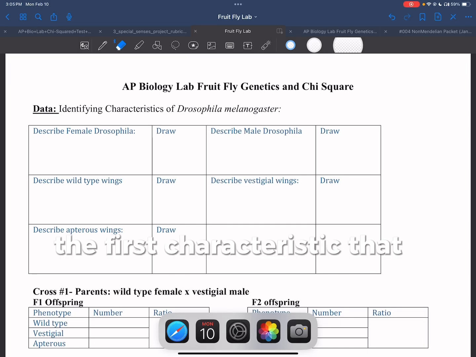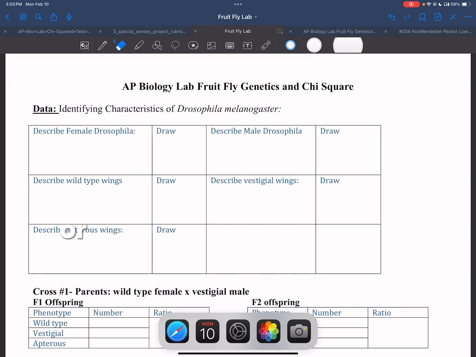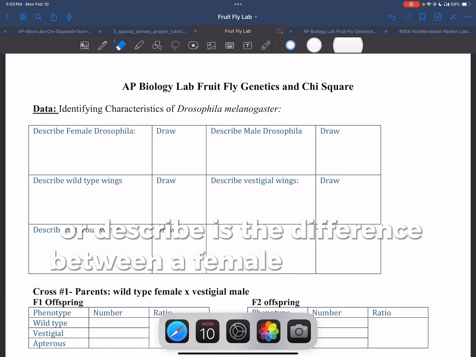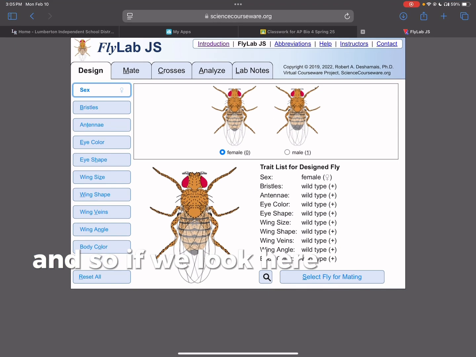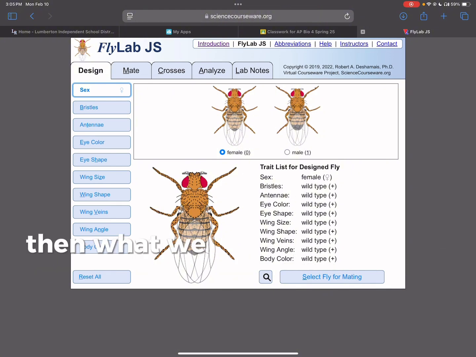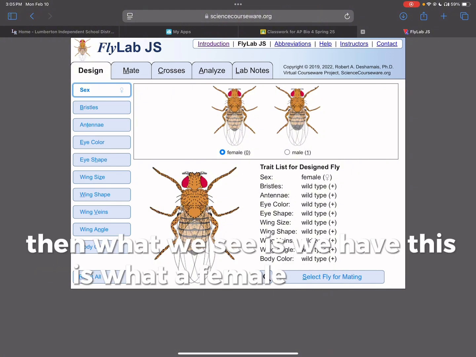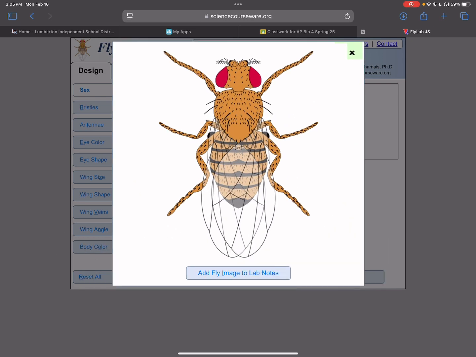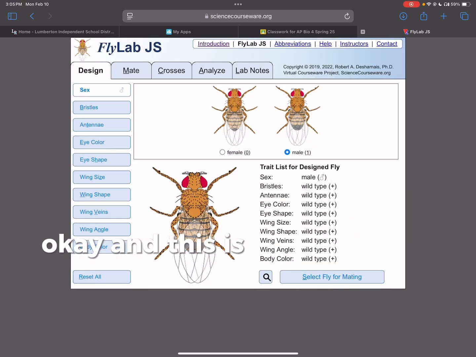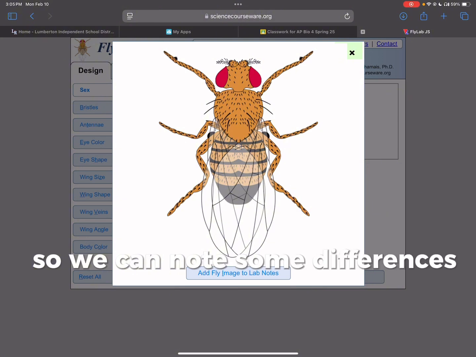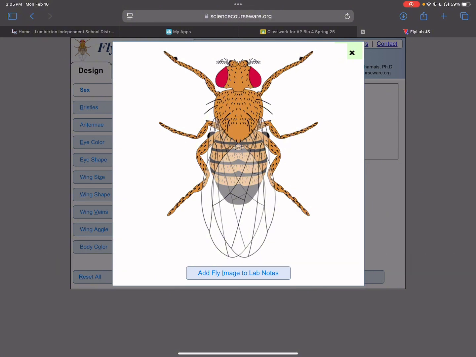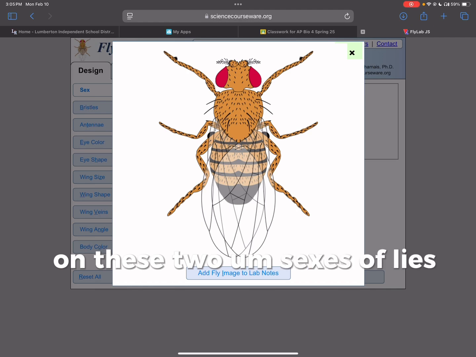The first characteristic that it wants you to identify or describe is the difference between a female and a male fruit fly. If we look here on our lab, this is what a female looks like, okay? And this is what the male fruit fly looks like. So we can note some differences on these two sexes of flies.